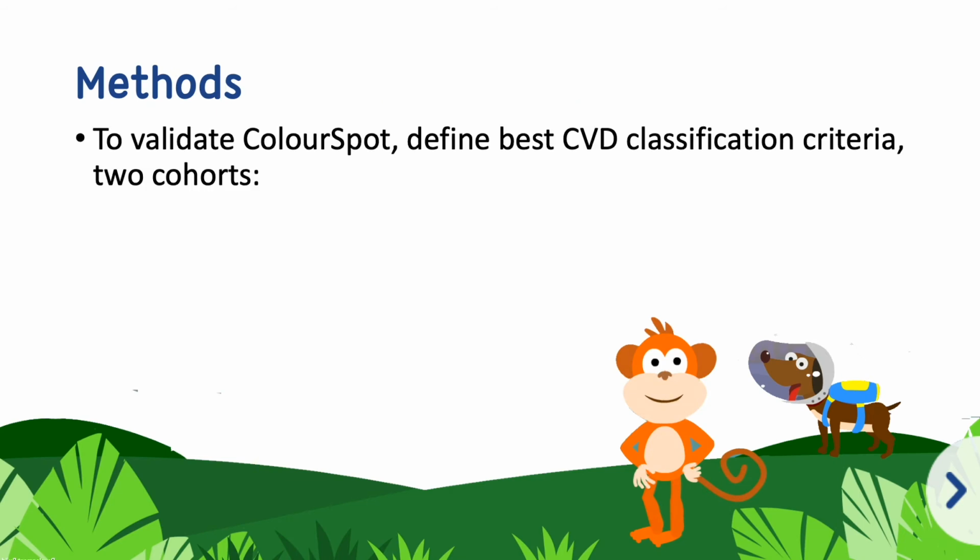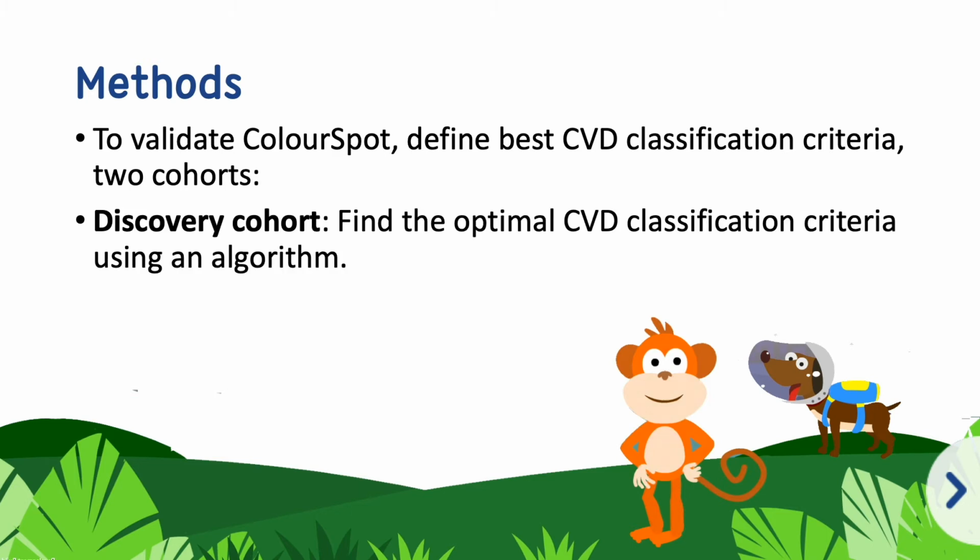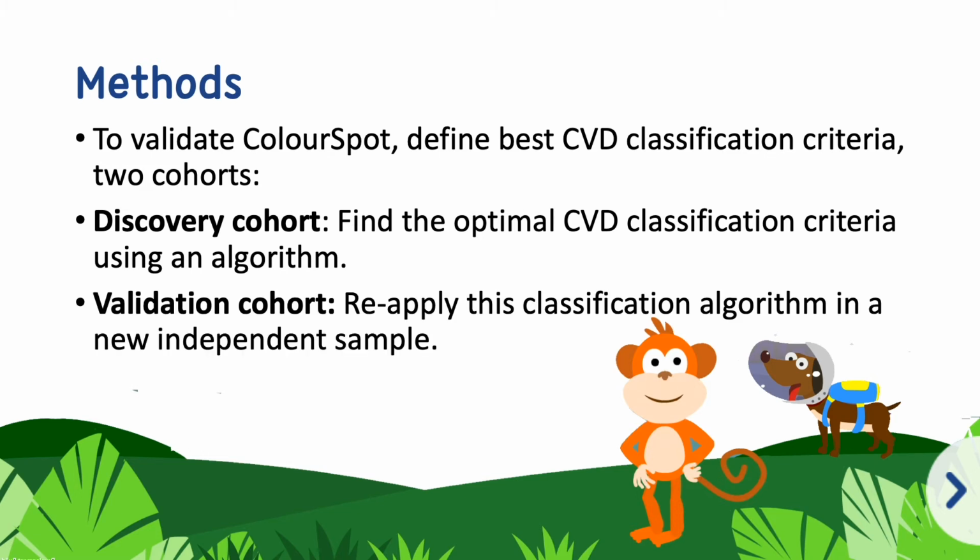So to validate ColourSpot, we wanted to define the best classifications of CBD, so we used 2 independent cohorts. We used a discovery cohort where the objective was to find the optimal CBD classification criteria using an algorithm in that sample. And then next we had a validation cohort, which was to reapply this classification algorithm from the discovery cohort into this new independent sample. And so by doing this, we can see whether we have the same classifications of CBD.